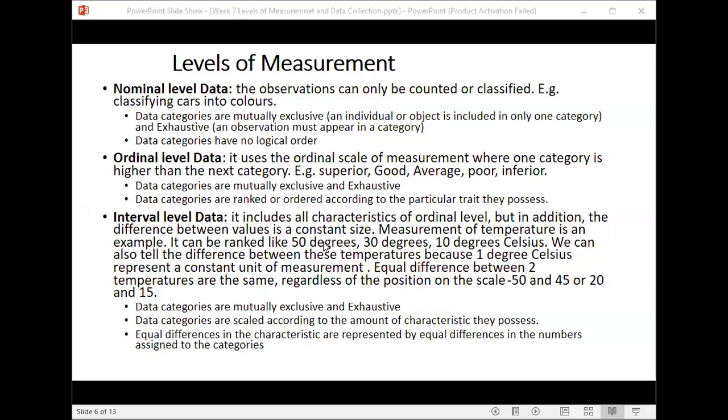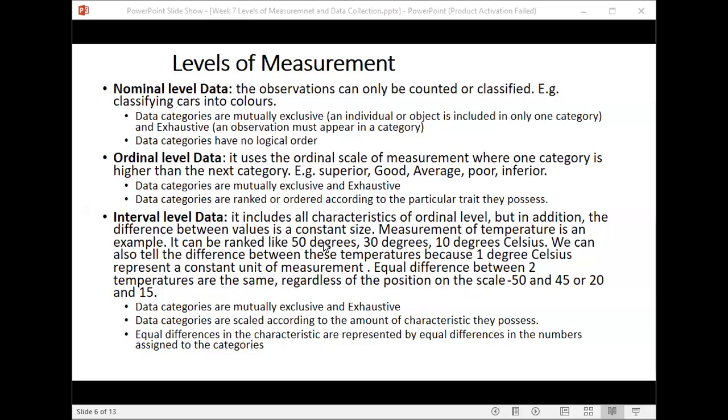Hello, sir. Yes. I think you were talking about the ordinal level data. I don't know why, or are you done with that? You are going to the interval level data. Yeah, I'm done with the ordinal. I'm on the third one. Oh, okay.